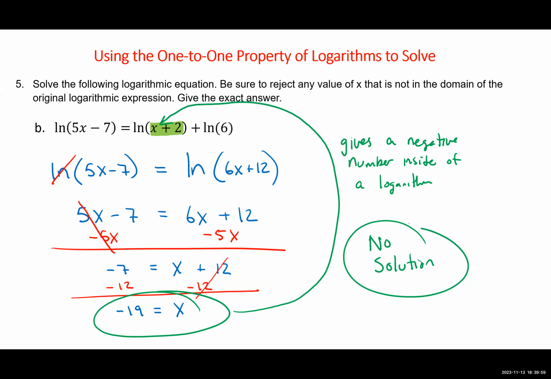No solution. Because we followed our rules, our laws of algebra. We followed all the rules, all the laws. But the answer we got doesn't work for our original equation. Right? Negative 19 is the answer to that step. Negative 19 works for 5x minus 7 equals 6x plus 12. But negative 19 does not work for the original equation.